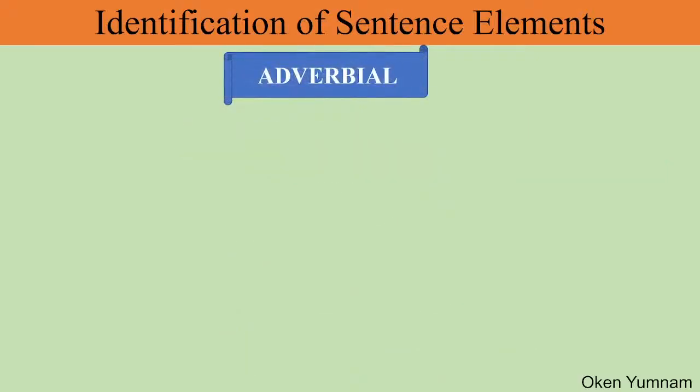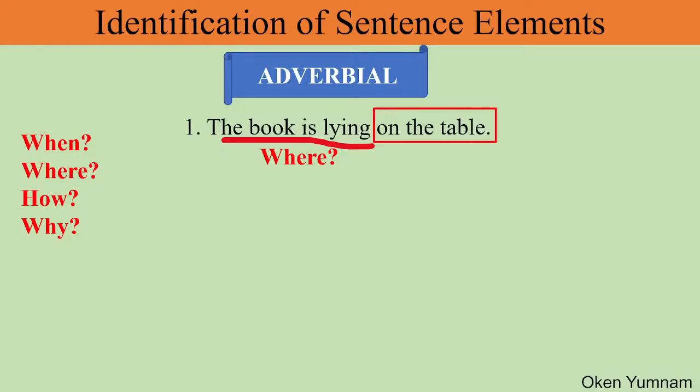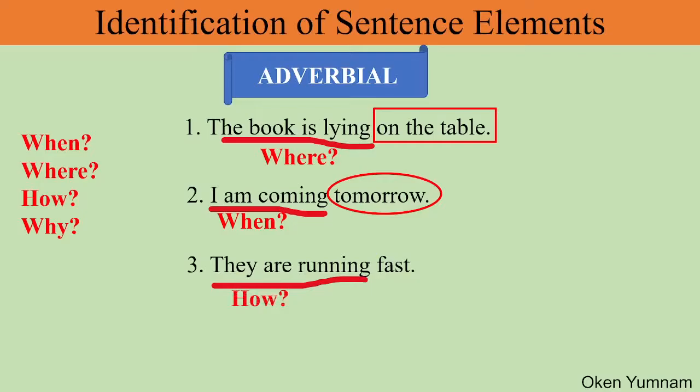Coming to the identification of adverbials. You ask when, where, how, and why, and the answer is the adverbial. Let's find out. The book is lying on the table. The book is lying. You ask where? You get the reply, on the table. So on the table is an adverbial. I'm coming tomorrow. You ask when? Tomorrow. So tomorrow is an adverbial. They are running fast. You ask how are they running? You get the reply, fast. So fast is an adverbial.